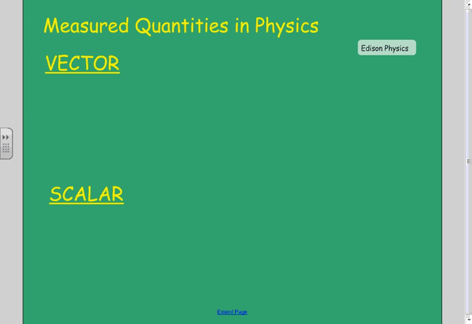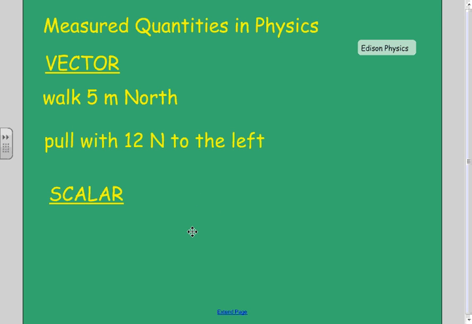So suppose you want to give somebody directions on how to go to a specific place. You might tell them, walk 5 meters north. Or suppose you were trying to get somebody to move a box and you wanted the box to end up someplace special. You might say pull with 12 newtons of force to the left.